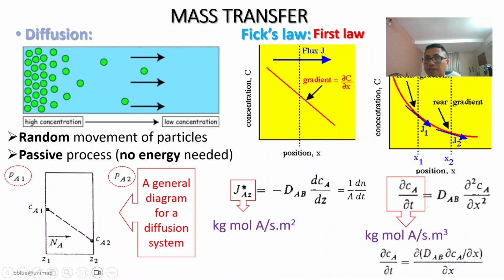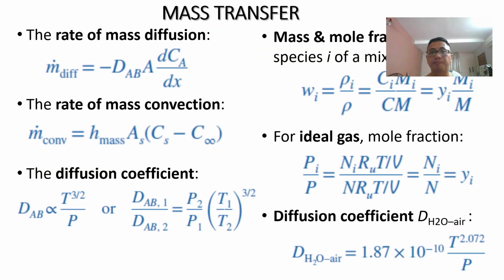the second law, Fick's second law, to determine the change of concentration at every point over time. Now you can see the plot here. At point x1, the change of the concentration over time, the gradient, we can find from Fick's second law. So it's del Ca over del t equals DAB del squared Ca over del x squared. But the second law is not covered in the lecture. We only focus on Fick's first law.